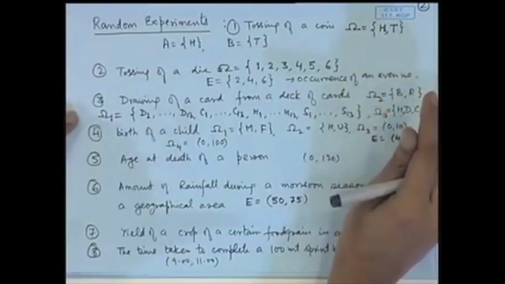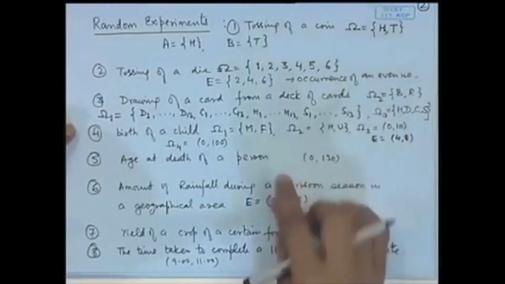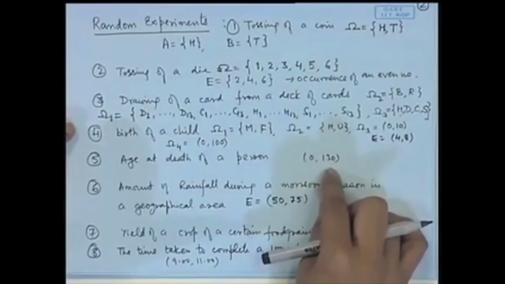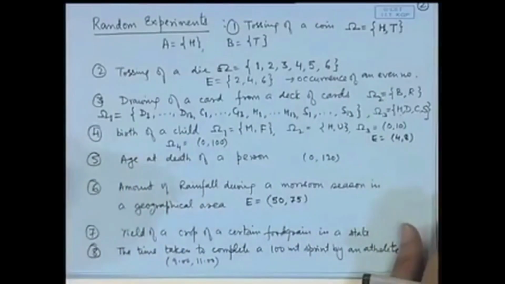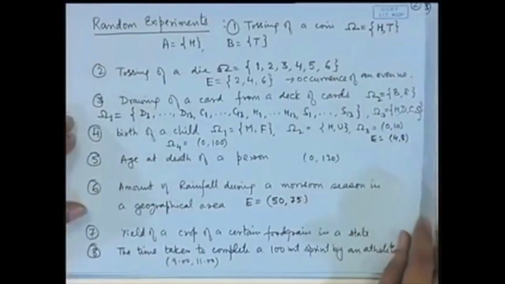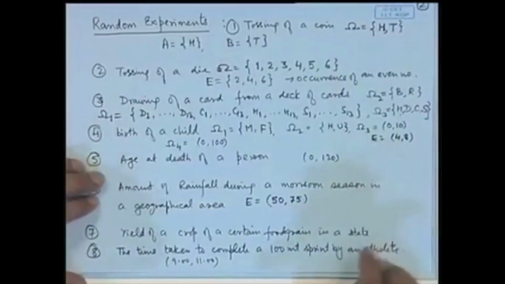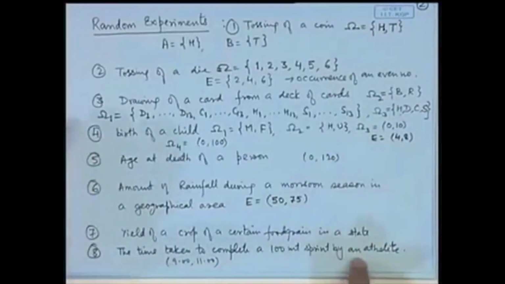Suppose I am looking at the age at death of a person and we say 1000 years, then it is an impossible event. Suppose we say time taken to complete a 100-meter sprint by an athlete, and we may put the time as say 5 seconds. Then in the present circumstances or present age, this is an impossible event. Similarly, if I put that the time taken to complete a 100-meter sprint by an athlete, provided he completes the race, is less than 1 minute, then this will be a sure event.